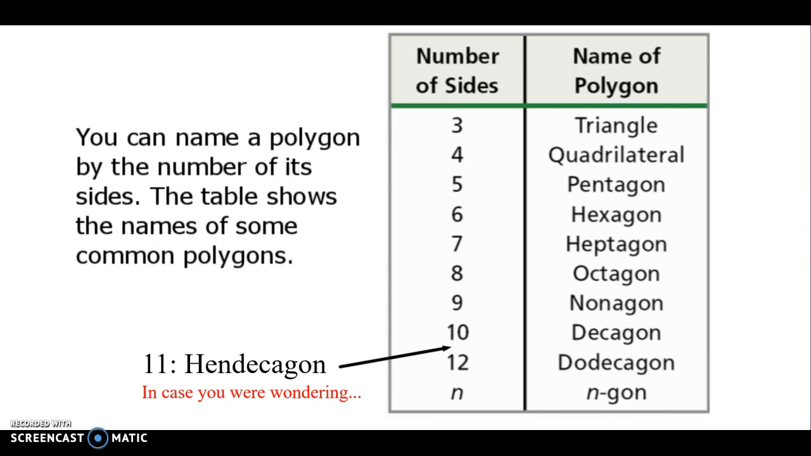So if I ask you what's a nonagon, how many sides does that have? 9. What about a dodecagon? 12. 11 is a hendecagon. Why is it not on there? I don't know, I screenshotted that from the textbook. So past 12 is going to be an n-gon. So you replace n with how many sides? So a 13-gon, a 14-gon, a 17-gon.